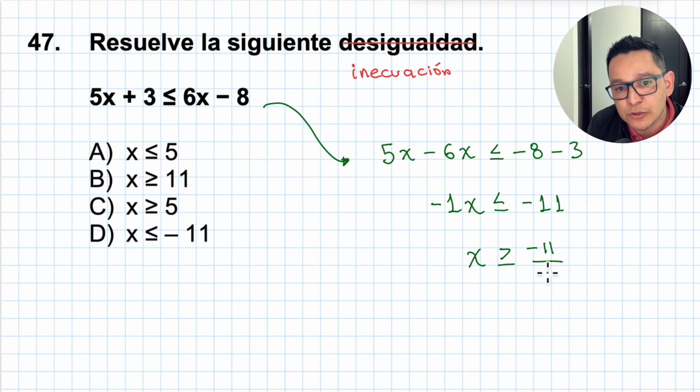So I get -11 divided by what? Divided by -1. And now, so, we have that x is greater than or equal to negative. Divided by negative, that's positive. 11 divided by 1 is 11.